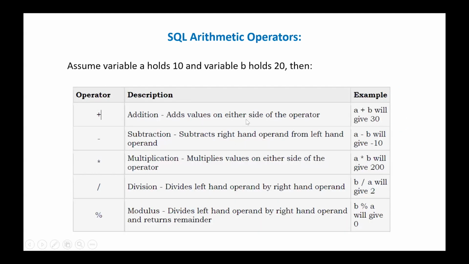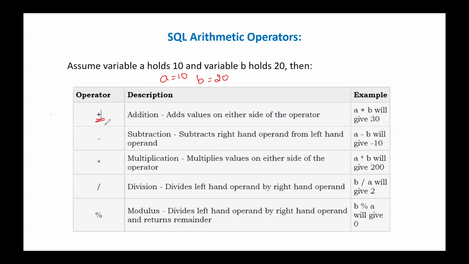The very first one is the arithmetic operator. Usually we come across this arithmetic operator even in other cases. So here we have an example. Suppose A holds the value 10 and B holds the value 20. Let us see how this arithmetic operator operates.